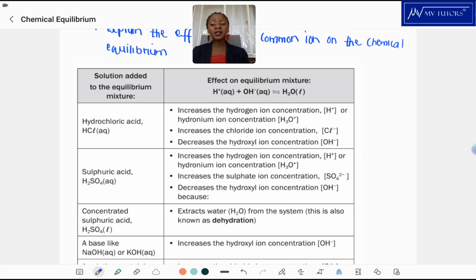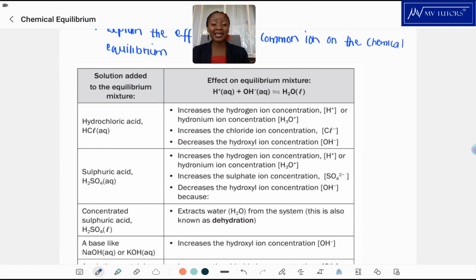But now what if you add concentrated sulfuric acid, so that is in liquid form? Basically that would extract water from the system. That is why in organic chemistry, when you look at organic reactions, you would have a catalyst such as concentrated sulfuric acid, and this is the effect that it has. It dehydrates, or extracts water from the system.